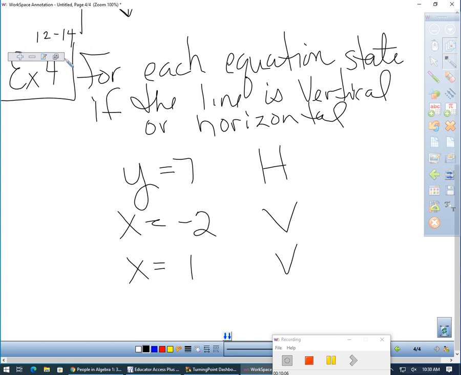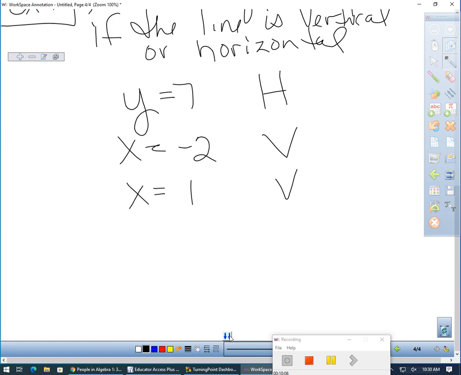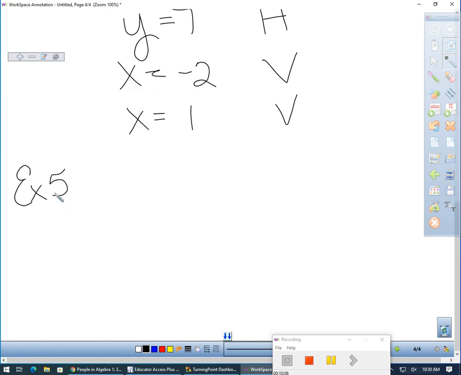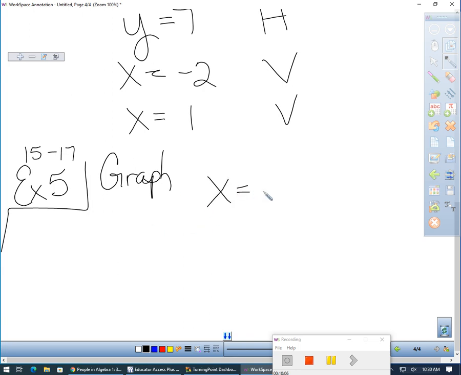Example number 5. This is going to be 15 through 17. Graph x equals, whoops, x equals 2. Right, so what kind of line is this going to be, Jess? A vertical line. So when I graph it, I go on the x-axis to 2, and I have to have a vertical line that goes through 2.